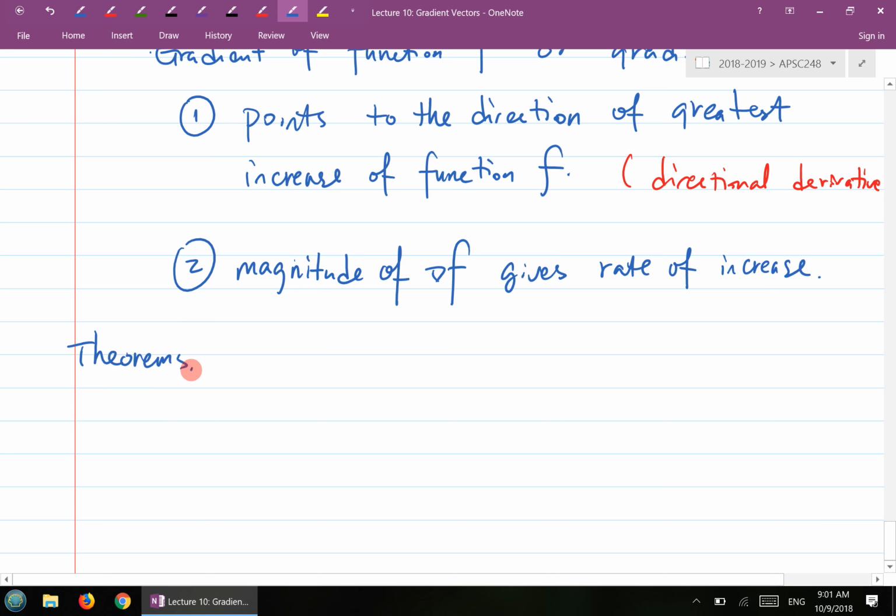Now I'm going to tie up the other two loose ends. Remember I mentioned the gradient vector is perpendicular to the level curve, and the gradient vector in 3D is perpendicular to the level surface. This is what I wanted to prove here. Very simple proof.